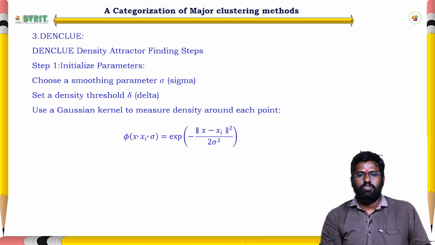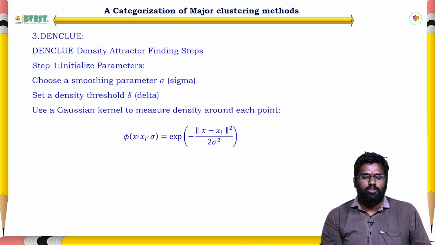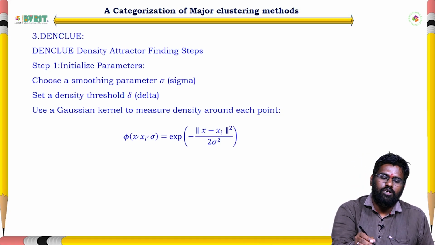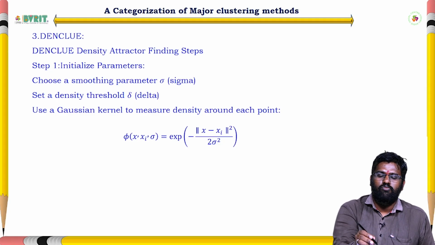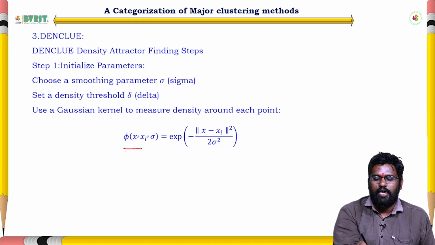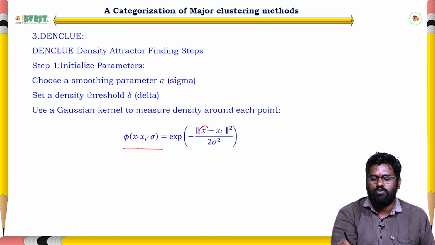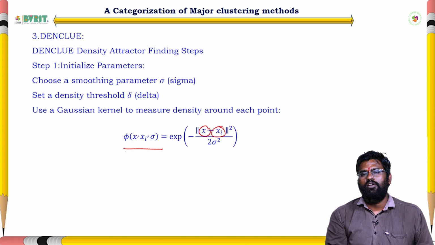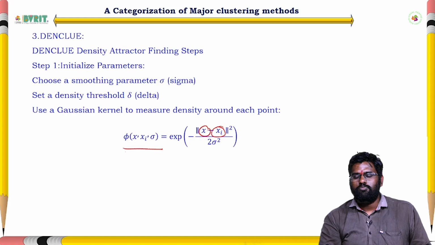Next, another density based clustering algorithm, that is DENCLU. DENCLU means density based clustering algorithm. In this, we need to find the density based clusters. First step, initialize the parameters. The parameters we are initializing are x, xi, sigma. X is our coordinate value, xi means mean value, sigma means standard deviation value.